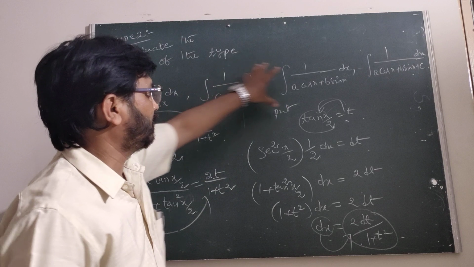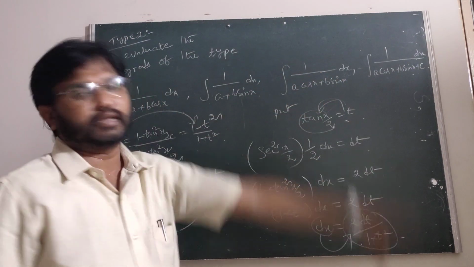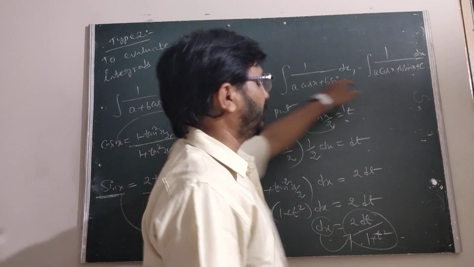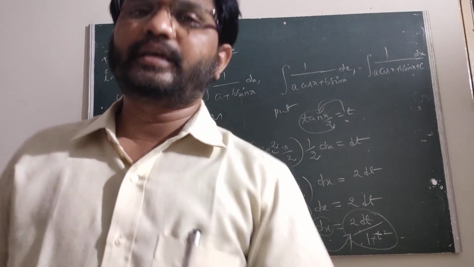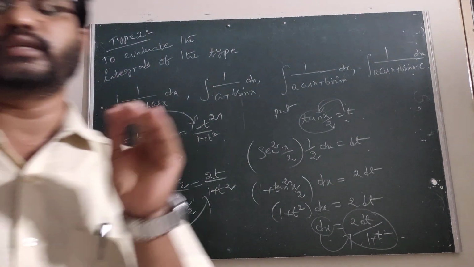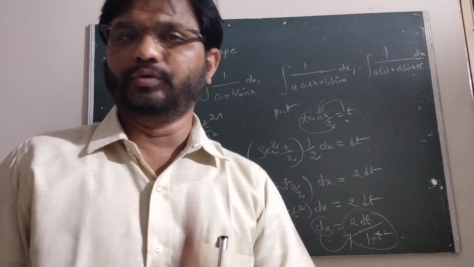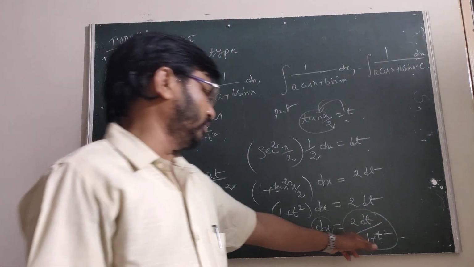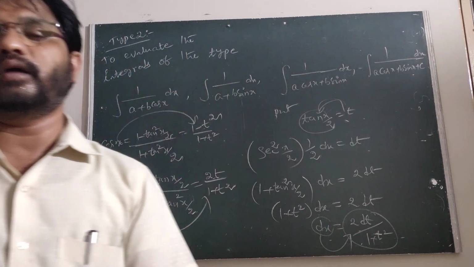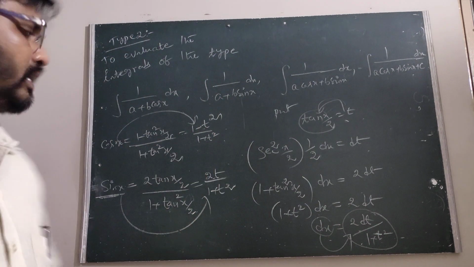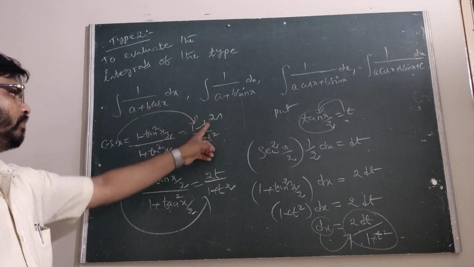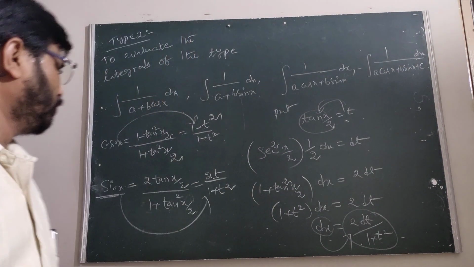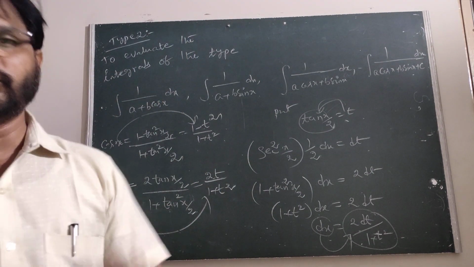Here these four are there. Therefore, to evaluate these types of integrals, we have to make a suitable substitution: tan(x/2) is t, and dx is 2 into dt upon 1 plus t square. Instead of cos x we can write 1 minus t square by 1 plus t square, and for sin x we can take 2t by 1 plus t square. So don't write the formulas out in full.